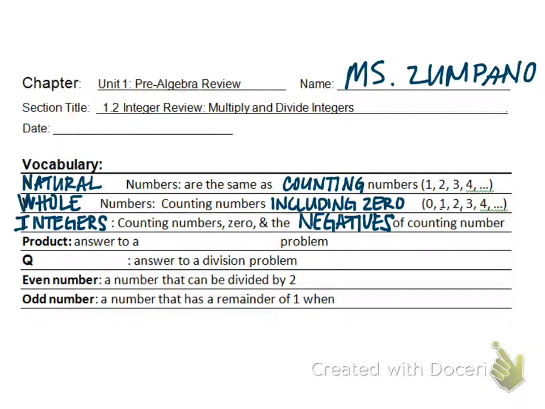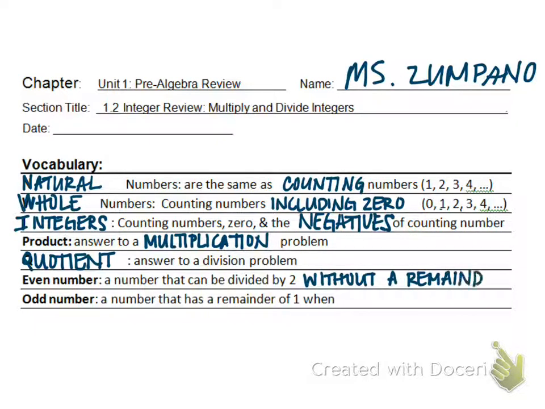We're going to move into product. So product is the answer to a multiplication problem, and quotient is the answer to a division problem. The last two pieces we're going to discuss are even and odd numbers. These are important as we go through, depending on when we're taking a look at integers. So an even number is a number that can be divided by 2 without a remainder. And an odd number is a number that has a remainder of 1 when divided by 2.